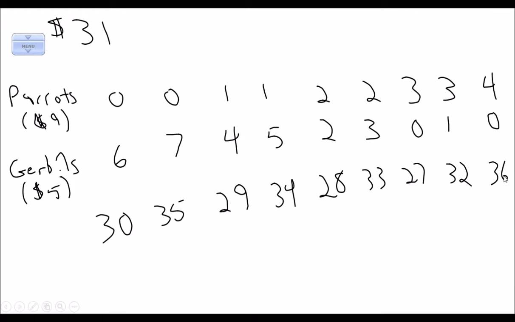Okay, you can see no combination of parrots and the gerbils around them gives me exactly 31. So I think this shows that you can't get 31. Again, this isn't the only way to show you can't get 31, but I think it's one way. All right, now for that third point, I need to be able to convince you that I can get every number higher than 31. So here's how I did it.